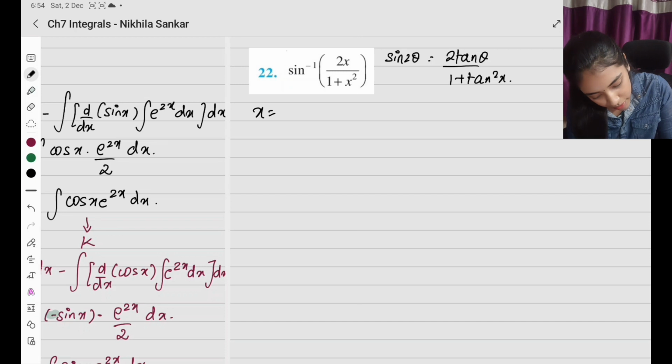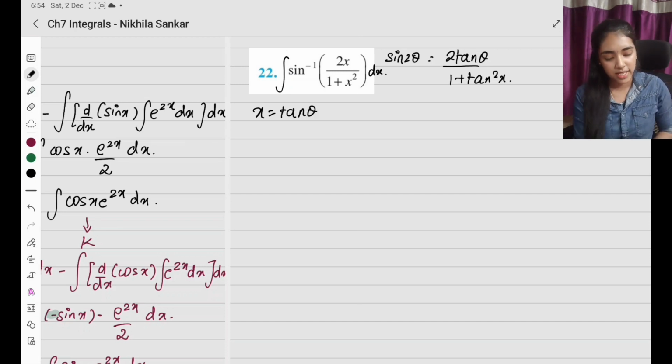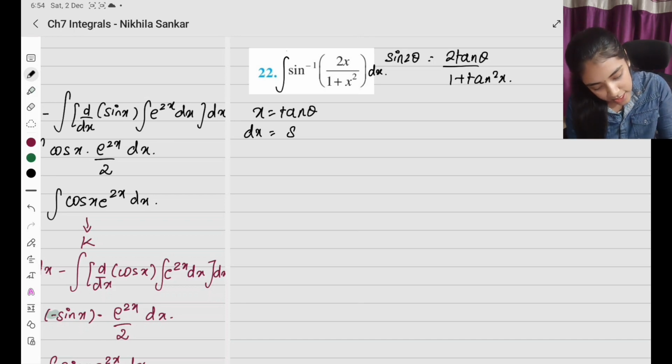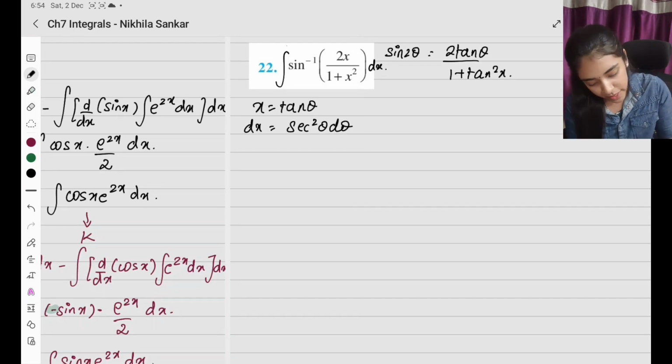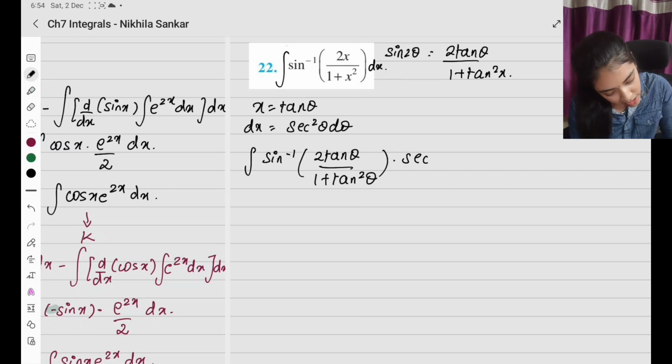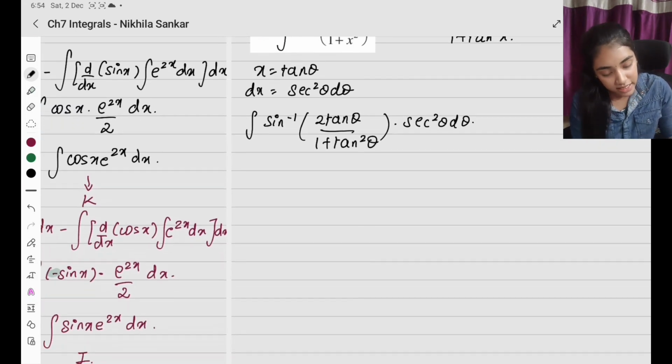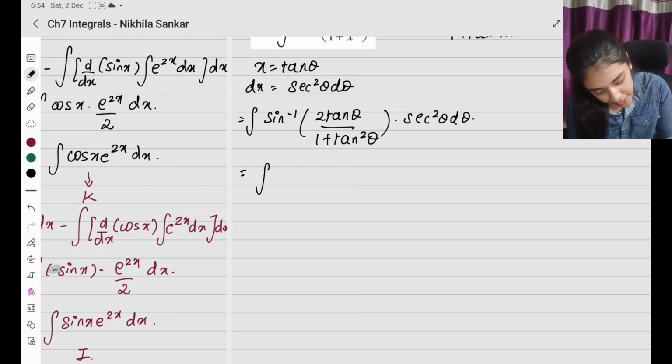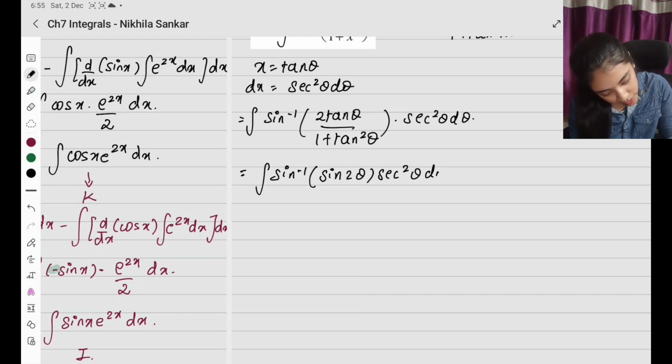So now what substitution am I going to do? x equals tan theta. I am going to change the variable of integration. So x equals tan theta. I have dx equals secant square theta d theta. So when I substitute that in the integral, I have sin inverse of 2 tan theta divided by 1 plus tan square theta times dx, which is secant square theta times d theta. So this is nothing but integral sin inverse of 2 tan theta by 1 plus tan square theta, which is sin 2 theta, times secant square theta d theta.